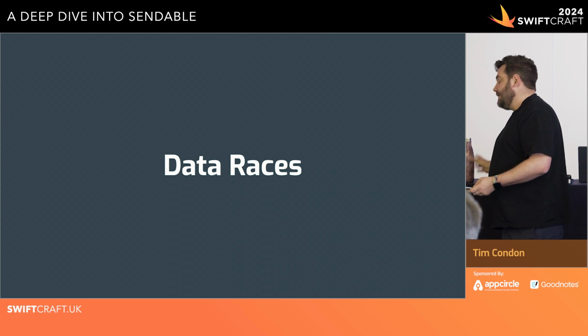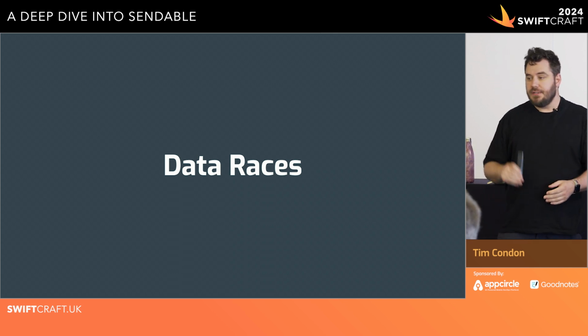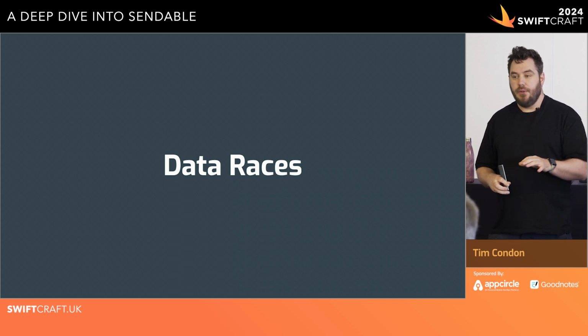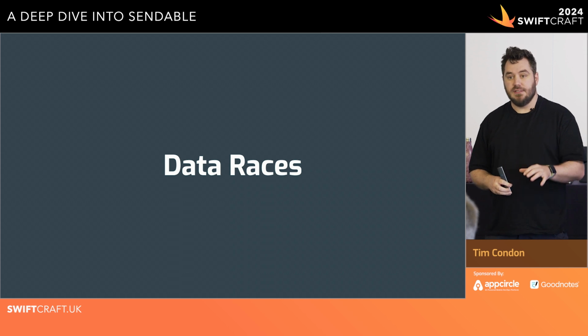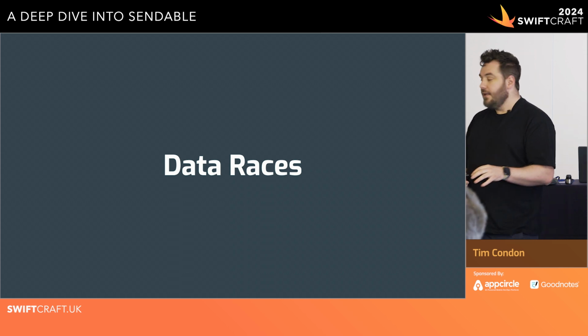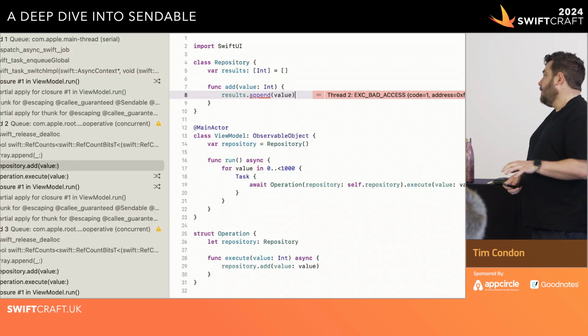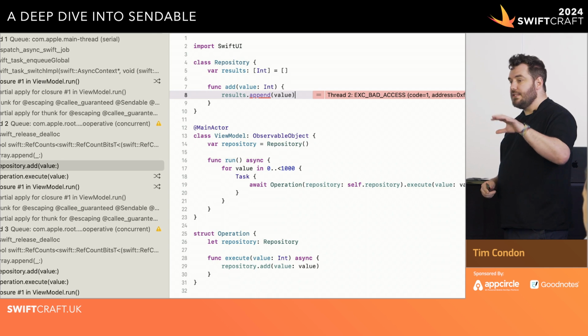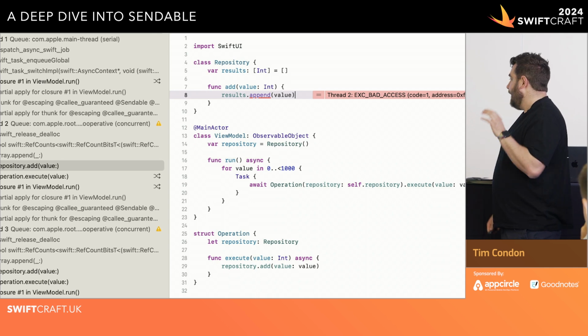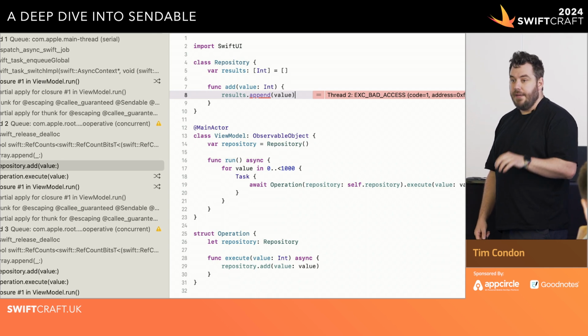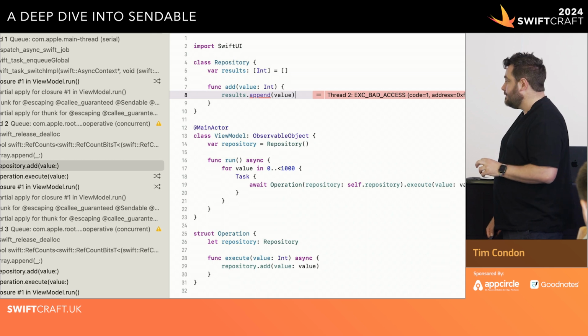Which leads us on nicely to data races. So data races are one of the few classes of errors that Swift is still very susceptible to. And many of you will have seen something like this, where you're doing something that you probably shouldn't be doing, and you get an exec bad access error. And this is because you hit a data race issue.